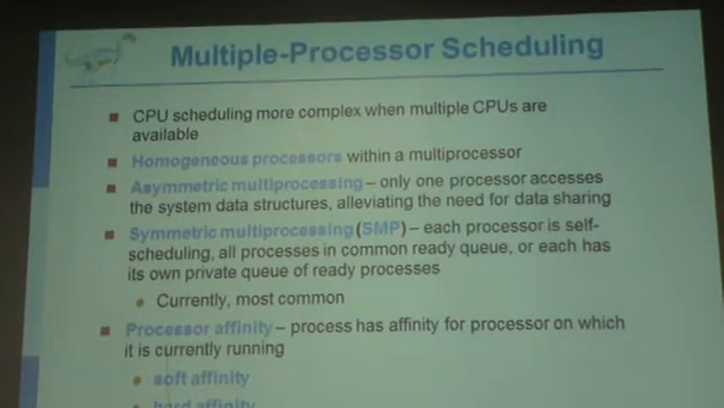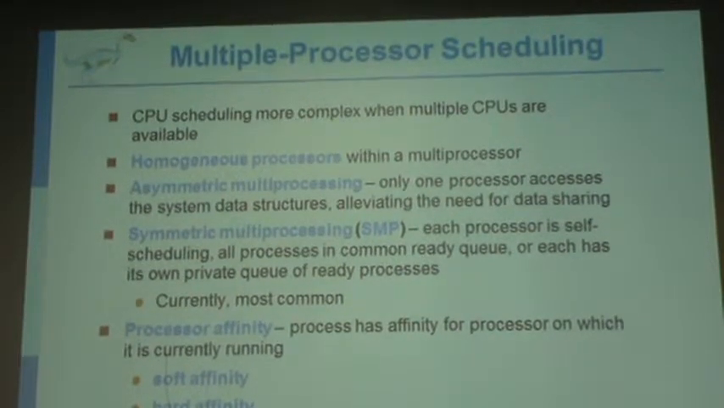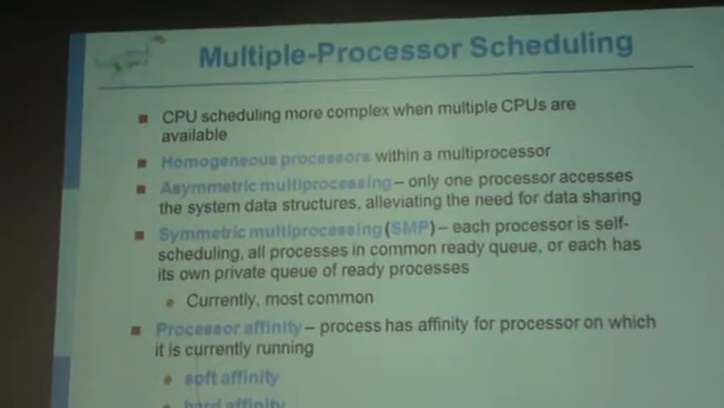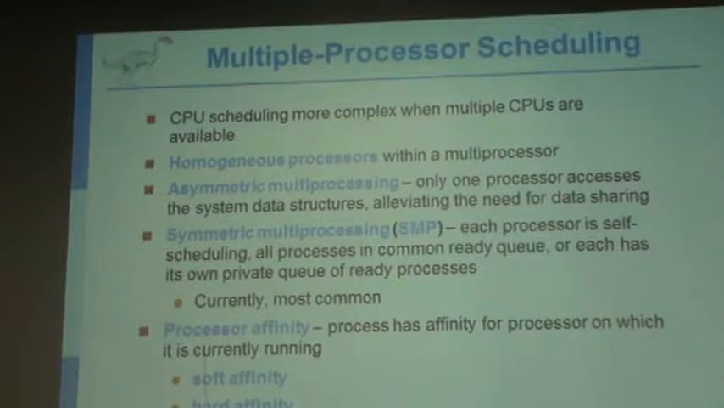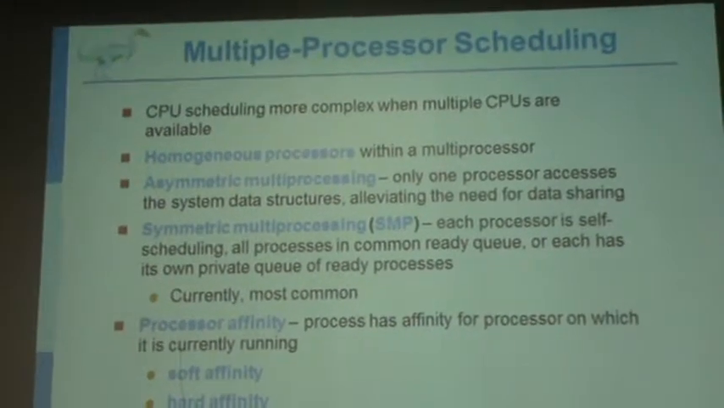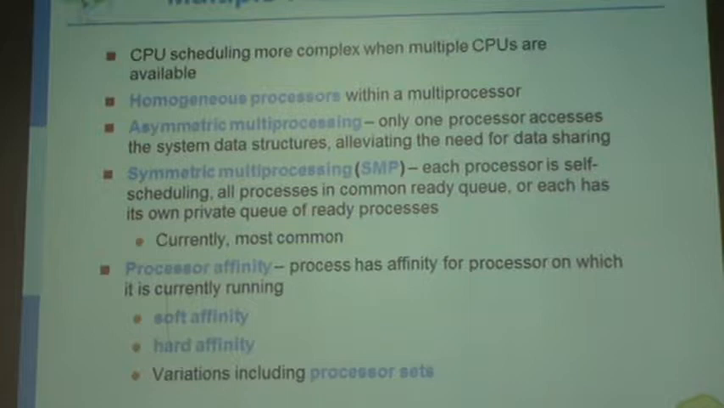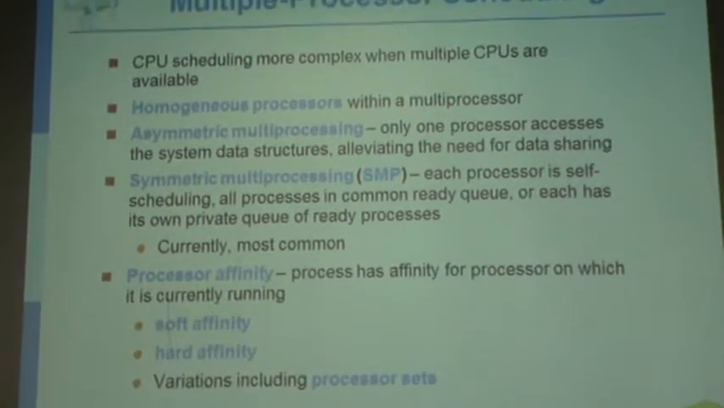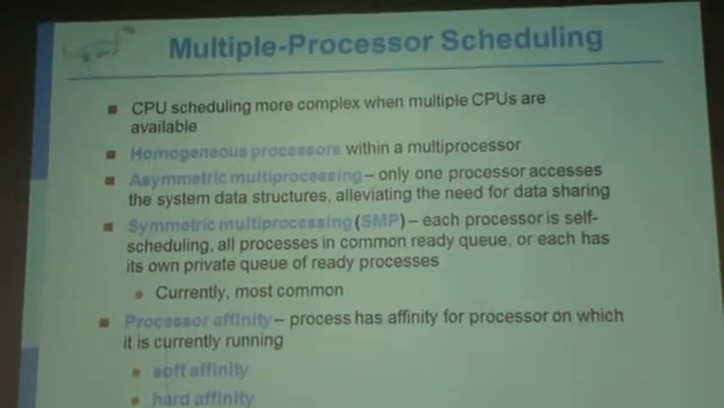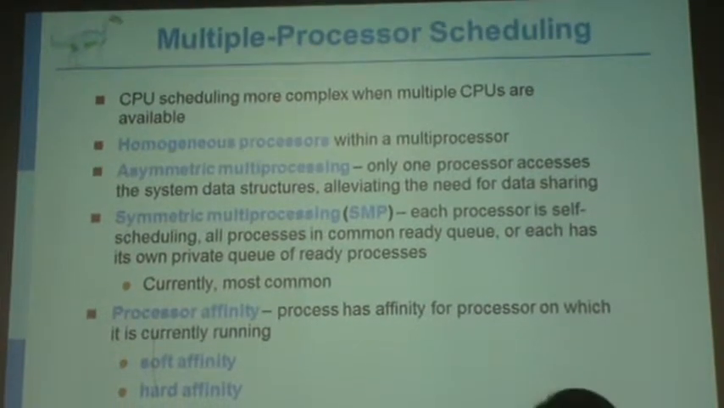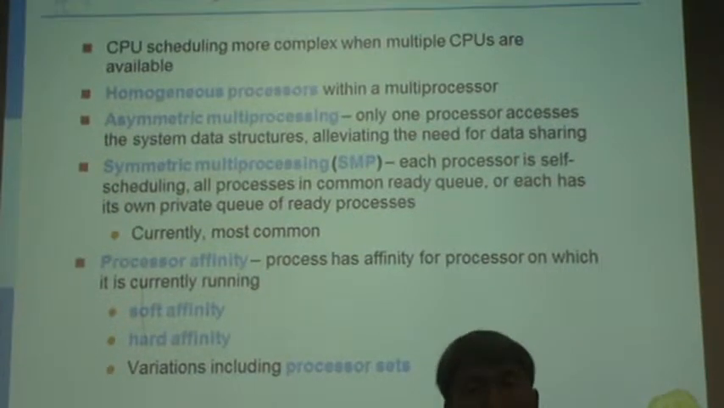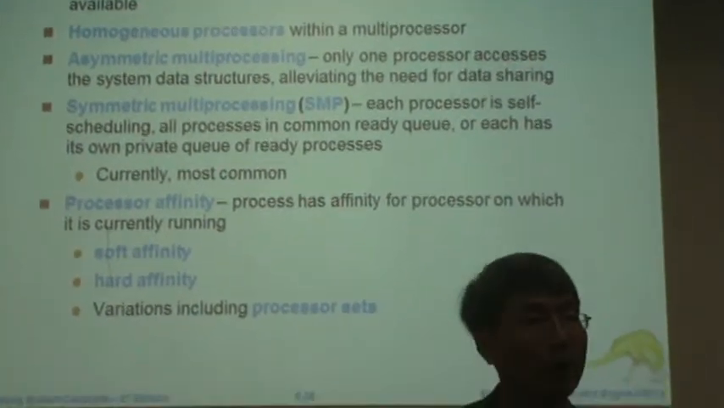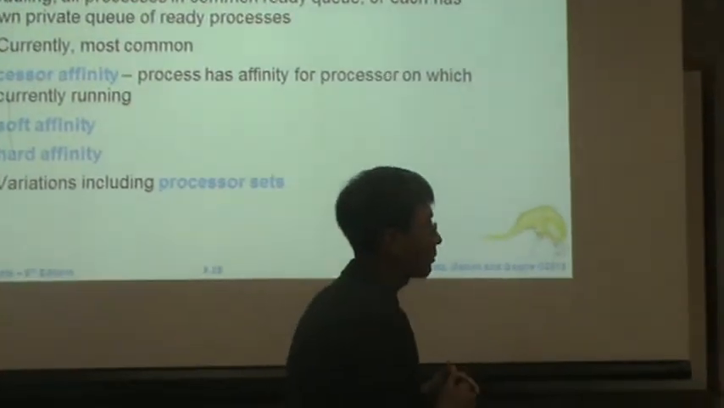Okay, then next one is multiple processors. When we have multiple processors, multi-core, scheduling is more complex than the single processor. There are different types of multiple processor. One is SMP: you have exactly the same CPUs, a number of CPUs, and they share the memory. That is SMP, symmetric multiprocessing.